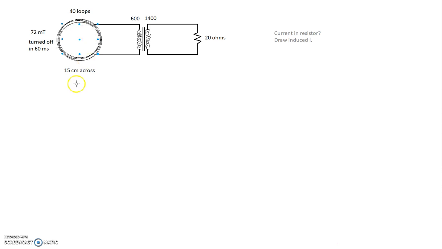Now, first of all, I'm going to find out how much flux I actually have going through the coil. So that's BA cos theta. Cos theta is equal to 1. It's all maximized. So if I multiply that to find my flux, I've got 0.00127 Webers of flux going through my coil.